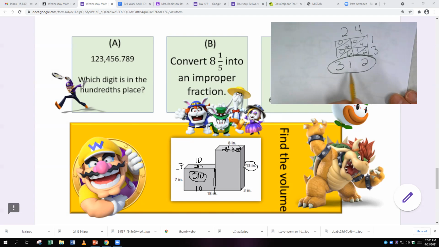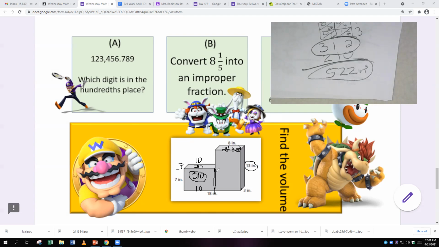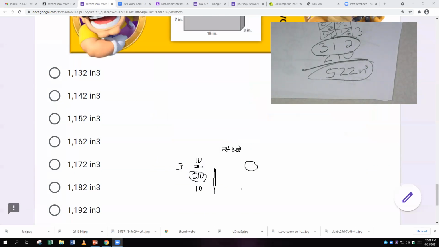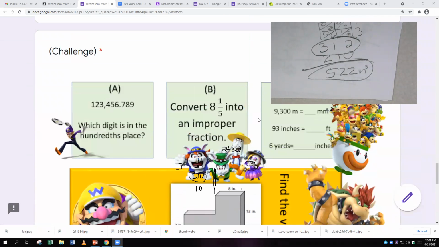312 plus 210 is 522. I didn't do anything wrong except for this. I didn't give you guys the right answer. Ay, ay, ay, senorita. All right, I'll fix that.